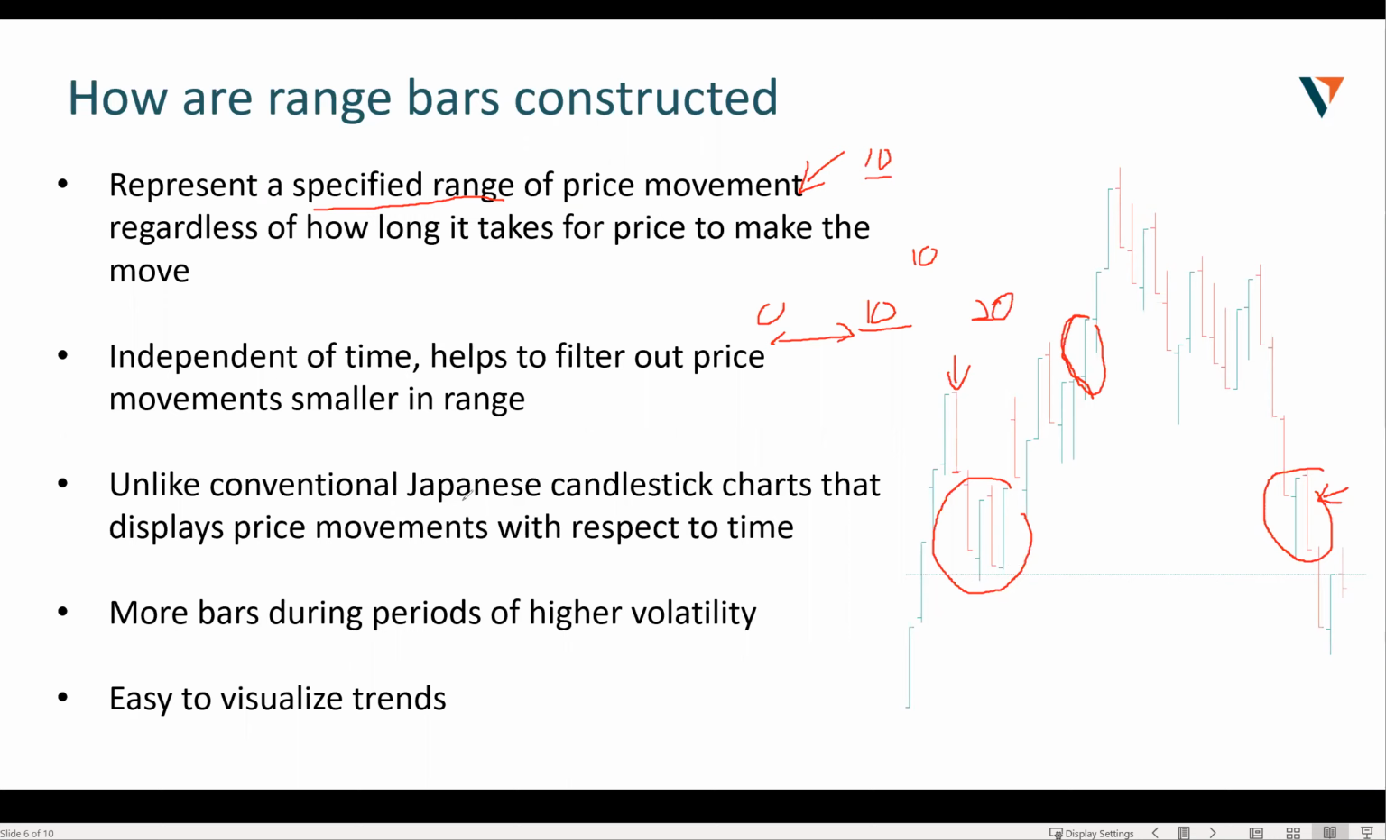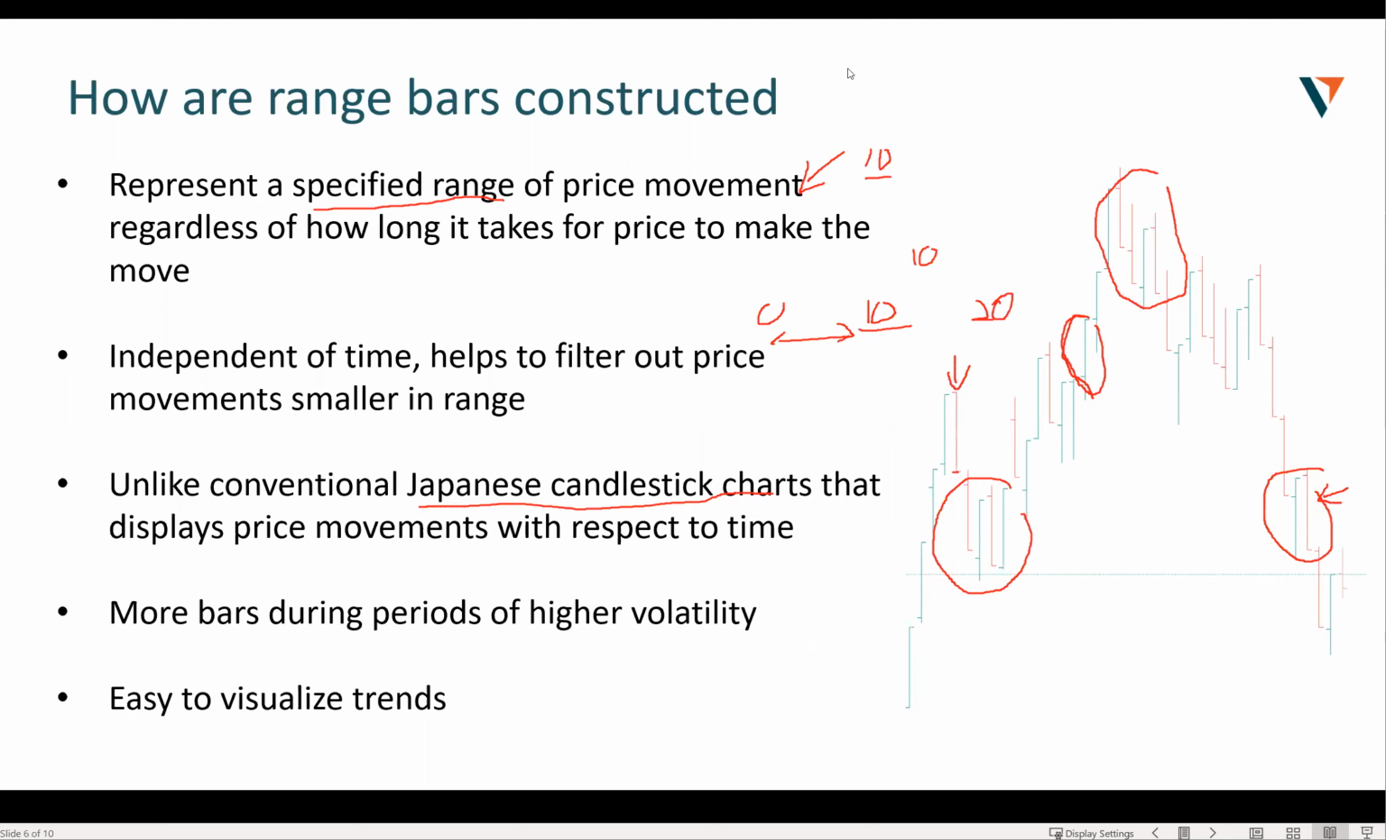So we talked about the Japanese candlestick charts and the difference between them and range bars. The main difference is that Japanese candlestick charts display price movements with respect to time, whereas range bars are based mainly on how price moves, without the time component. This is useful in helping us to filter out noise. And you can see that when there are more bars over here, it represents periods of higher volatility. If there are fewer bars being printed, it represents periods of lower volatility.